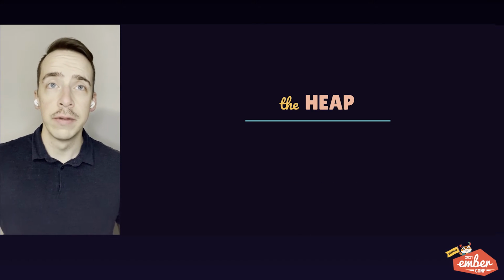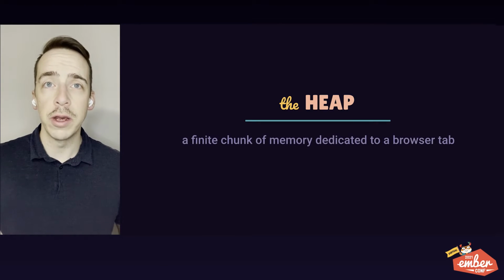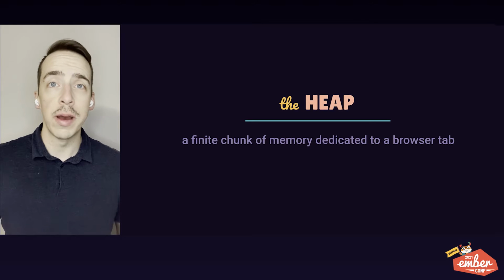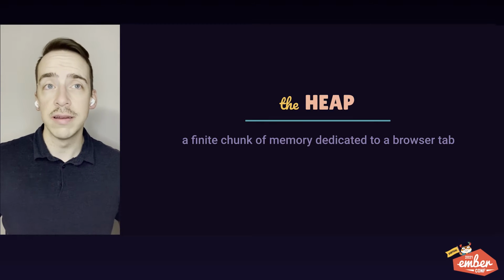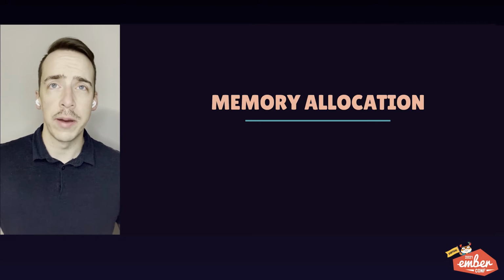First is the heap. Every physical device has a certain amount of RAM. The device allocates this memory to the browser, which then allocates memory to the JavaScript engine. So the heap is what we call this finite chunk of memory that is dedicated to the browser tab running our app. This determines how much memory our apps have to work with, and it varies by browser, OS, and device. So how do our apps use this memory?